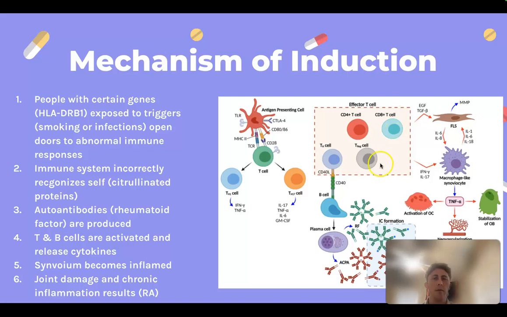This is a diagram here to give you the overall process of how the immune system will first be triggered to recognize self. We'll go through the abnormal immune response, and then we'll end up triggering those synovial cells to become destructive and inflamed.